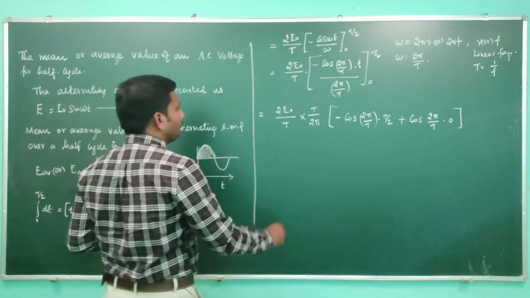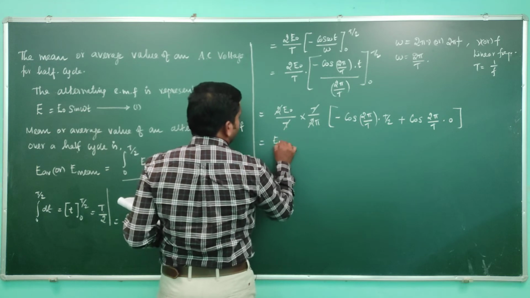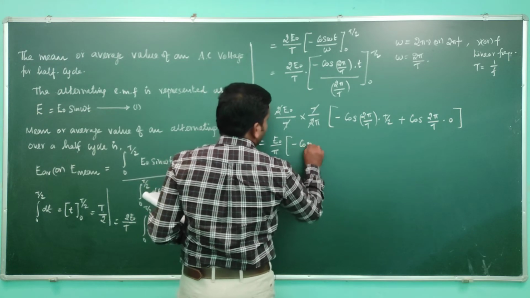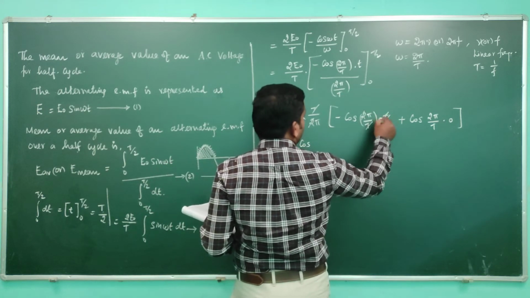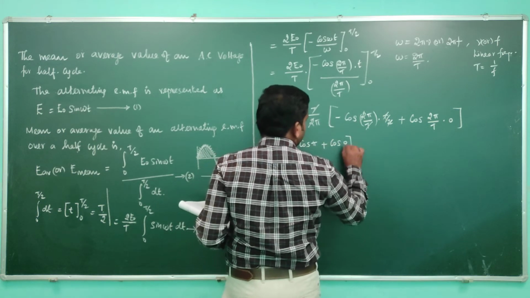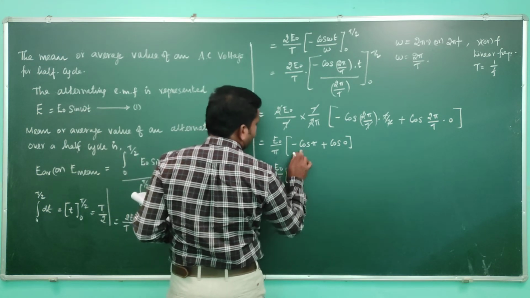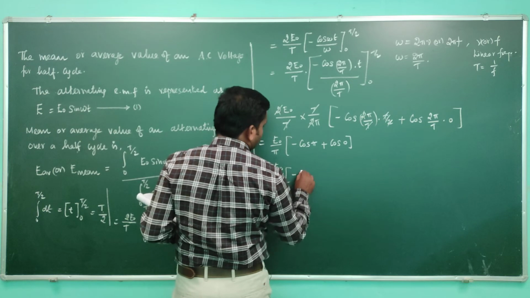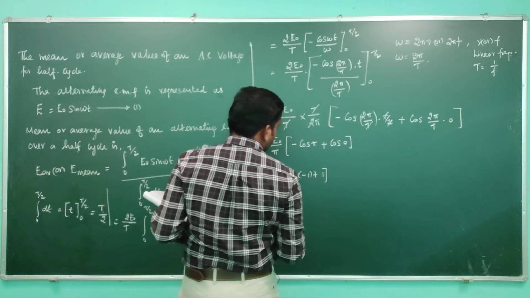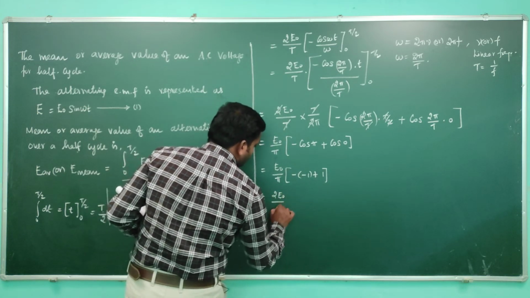Okay, here 2 and 2 will cancel, T and T cancel, so remaining is E naught by pi, and this side minus cos, T 2 cancel, so minus cos pi plus cos 0. So this is equal to E naught by pi times minus cos pi plus cos 0, where cos pi equals minus 1. So minus of minus 1 plus cos 0, which is 1. So this term becomes 2. So 2 E naught by pi.